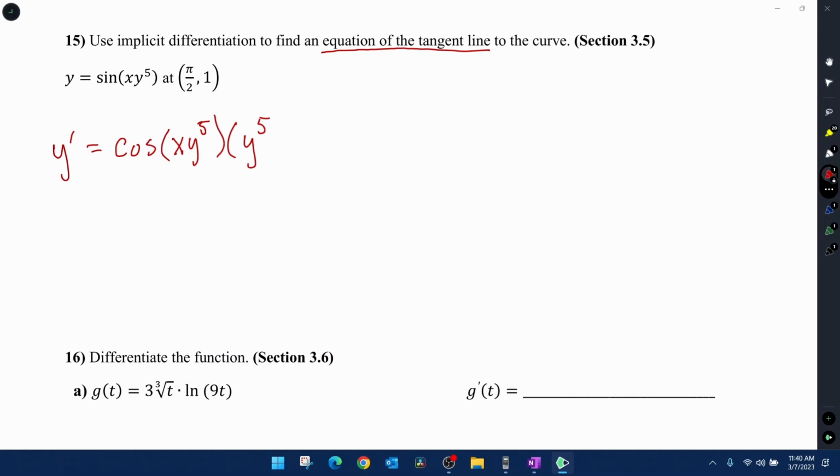Does he need a y prime? No. Why does it not need a y prime? Because I didn't take the derivative of something with a y. I took the derivative of the x, okay? And then plus the first times the derivative of the second.